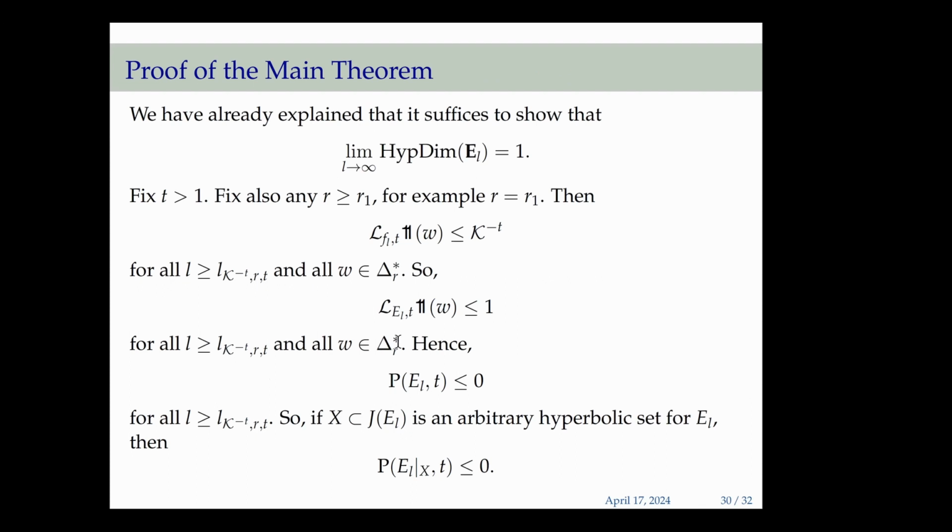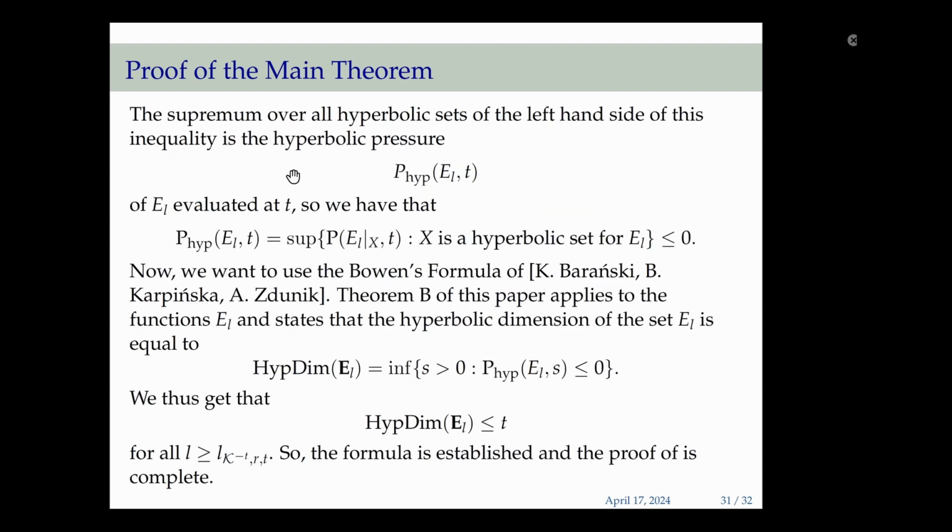So therefore, if X is any hyperbolic set in J of L, then the topological pressure of a subset is always less than or equal to the topological pressure of the bigger set. So it is also less than or equal to 0. And therefore we really need the concept of hyperbolic pressure, which is a generalization of hyperbolic dimension, also a supremum over all hyperbolic sets.